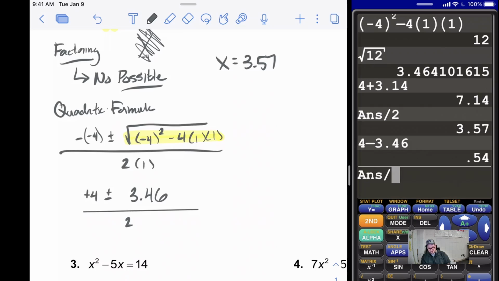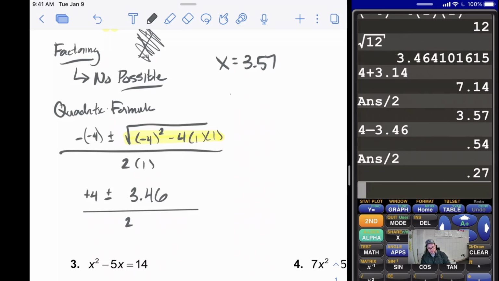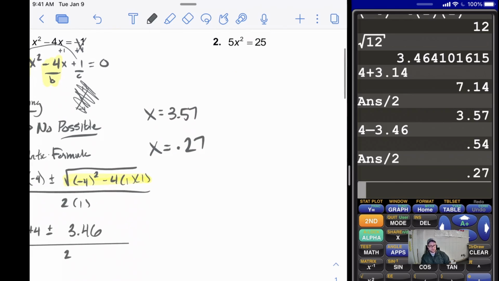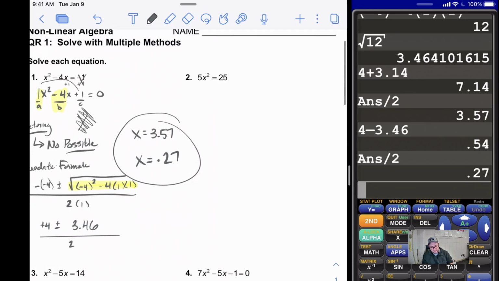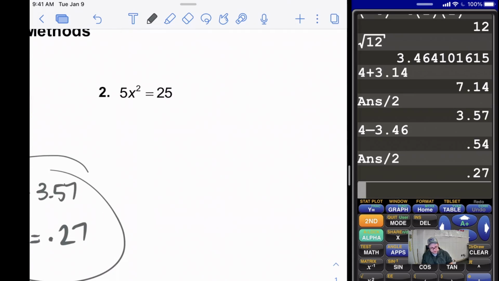Take that answer, divide that answer by 2, and you get 0.27. So my two answers here will be x is equal to 3.57 and 0.27. Now, looking at problem number 2 over here, this appears to be a good problem as well.